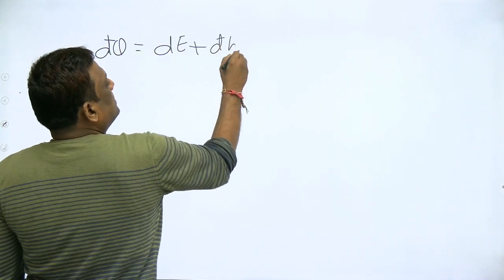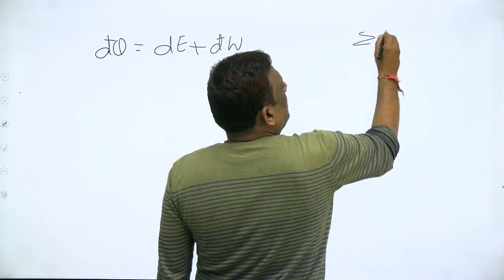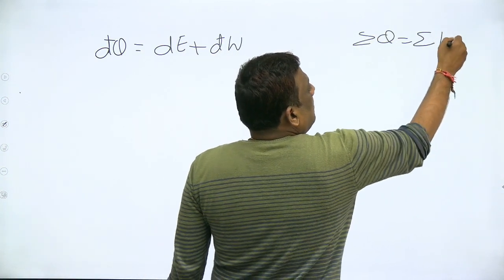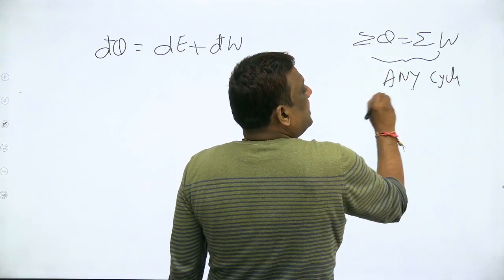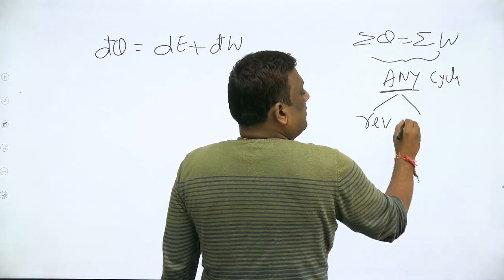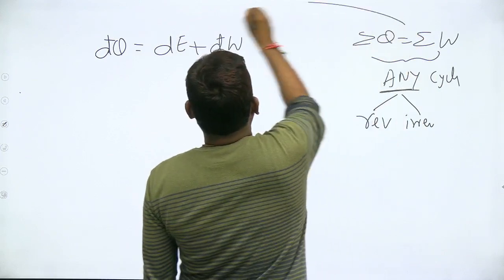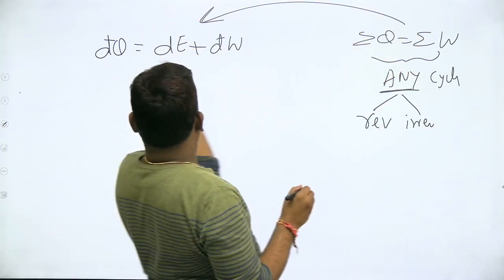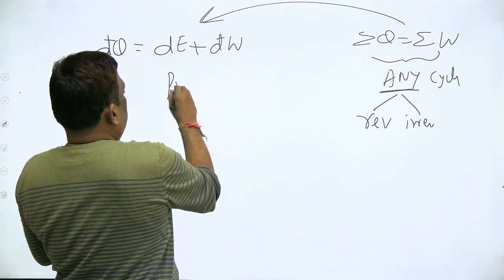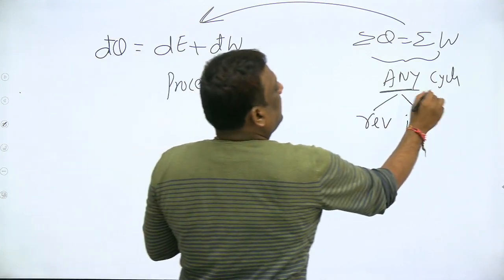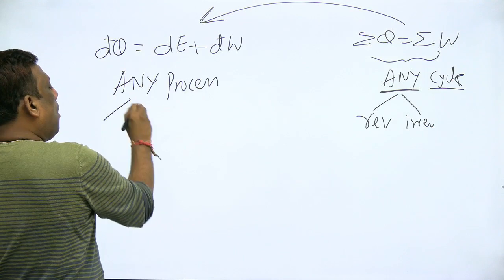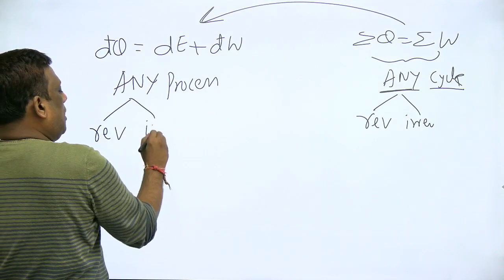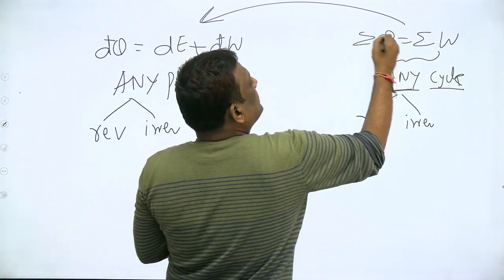Where from did we get this equation? I got it from sigma Q is equal to sigma W. But this is applicable for what? Any cycle. What do you mean by any? Reversible or irreversible. So I got this equation. As this is applicable for any cycle, this is also applicable for any process. Reversible or irreversible.